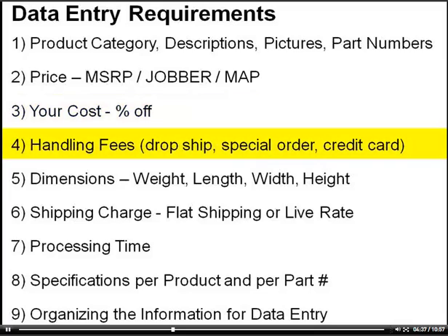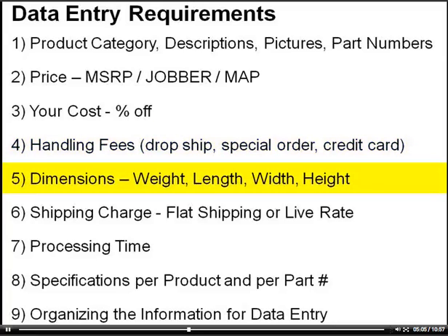The fourth thing you need is to find out if there is any extra fees on top of the product price, which includes dropship fee, credit card fee, special order fee. There's all kinds of different fees that could be applied to you that you don't know until you place your first order. So make sure you find that out, and if there is an extra fee, make sure you enter that in your product under the shipping section so that charge can be passed along to your customer and not coming from your profits. Then you need to figure out the dimensions for the product.